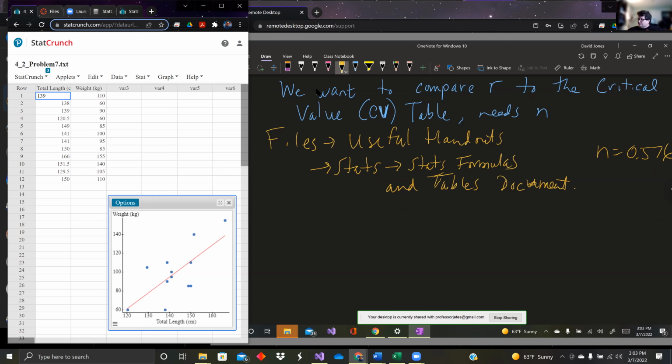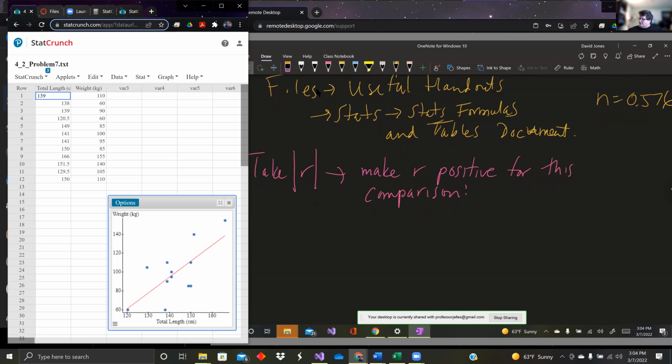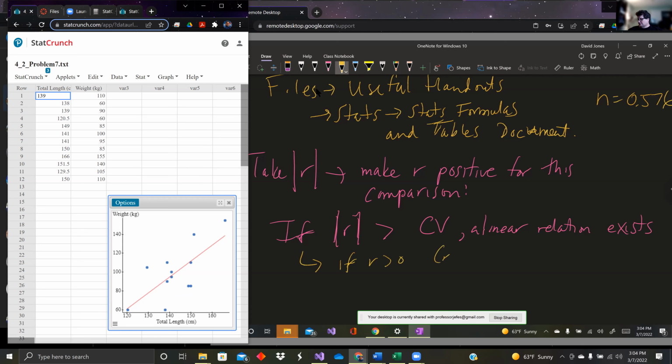So what we're going to do is we take R, and we're actually going to take the absolute value of R, which means, for our purposes, make R positive for our comparison. So if the absolute value of R is greater than the critical value, a linear correlation exists, or a linear relation exists. And if R without the absolute value is positive, or greater than 0, it's positive linear correlation.